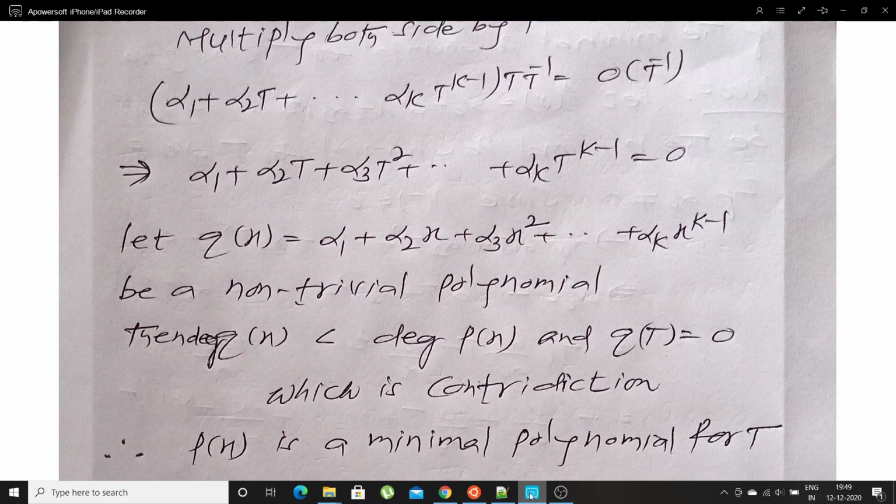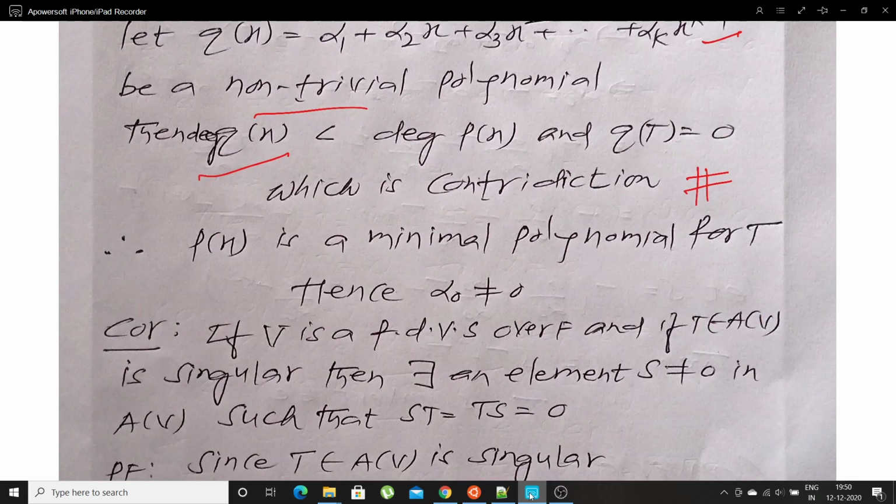That means k minus 1. That is here. Let q(x) be a non-trivial polynomial. Then the degree of q(x) is less than the degree of p(x), and q(t) equal to 0. Actually, what we want is q(t) not equal to 0. But here we have q(t) equal to 0. That means it is a contradiction. Contradiction means the assumption is wrong. Therefore, p(x) should be a minimal polynomial for t.